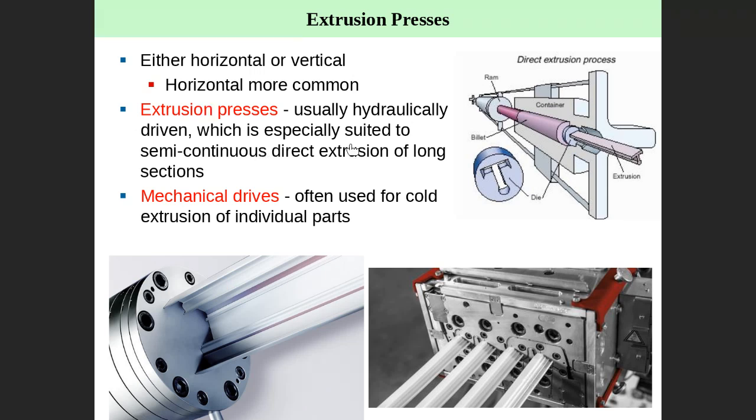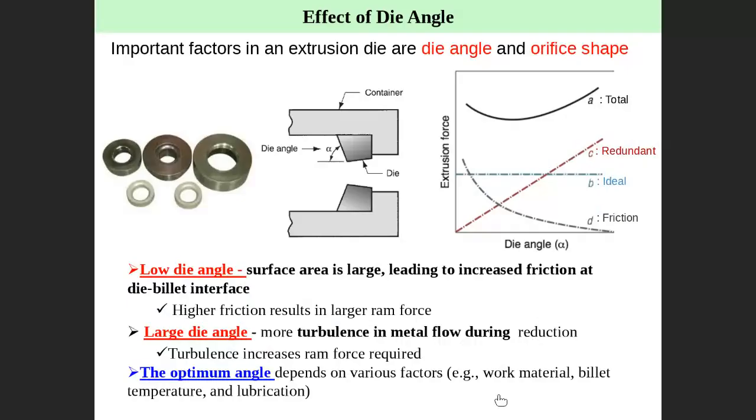This is the extrusion. So this is almost finished. This is the extrusion process. Extrusion process is usually hydraulic or mechanical. There is a mechanical way which is used in cold extrusion, and mechanical drive or hydraulic drive is used in different cases for the extrusion process.